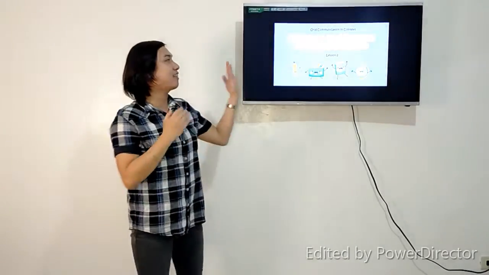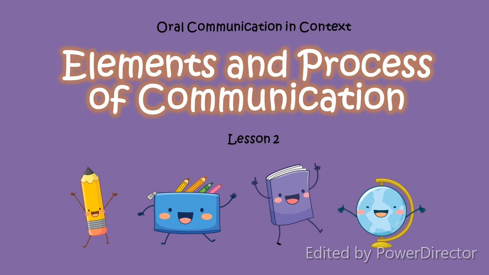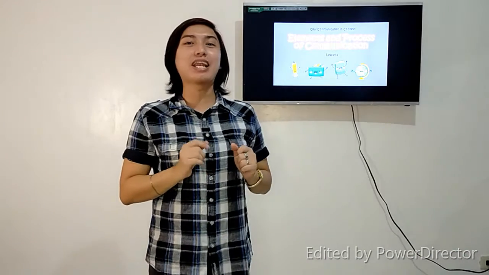Back! Welcome to episode 2 of The Lee Show, Learn English Enthusiastically, and for today, we're going to discuss the elements and process of communication. But before that, let us review the lesson that we tackled in the first episode. In the first episode, we talked about communication, its nature, and the functions.